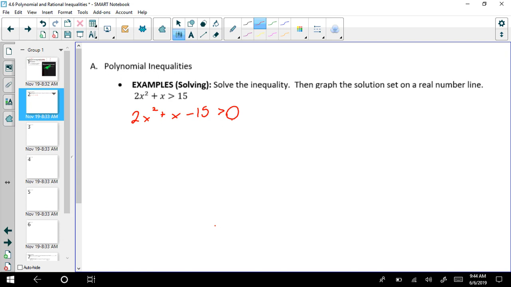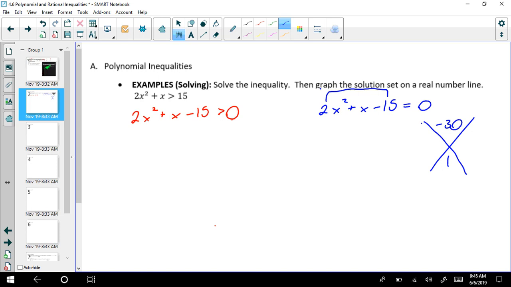So now, to solve this off to the side, let's first pretend like it had been an equation, like it was equal to 0, and let's solve that. Let's figure out what makes this thing equal 0. Because I have something squared, something not squared, and a constant, I would try factoring first. So I want two numbers that multiply to negative 30 and add to positive 1.